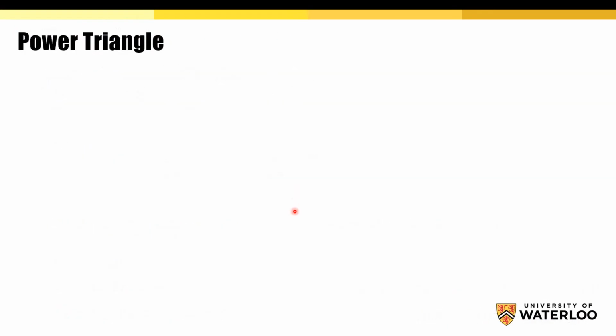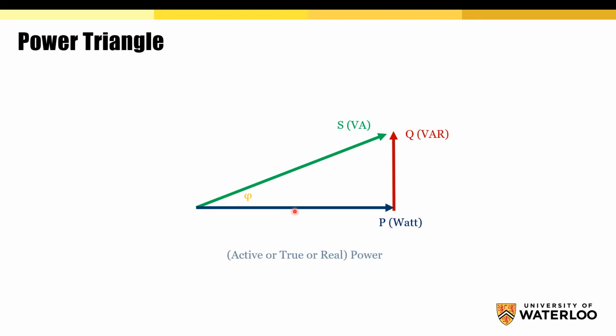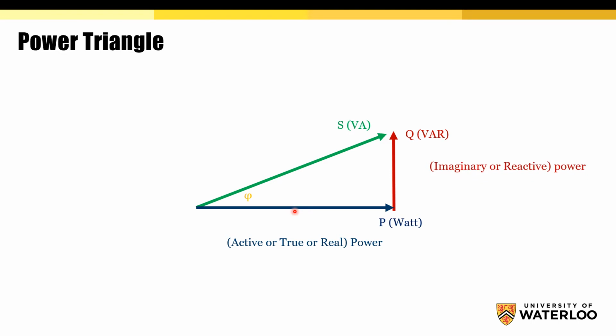Okay, so now before solving the next problem, we should do a quick revision for the power triangle. As we all know, the power triangle consists of the active power P, reactive power Q, and complex power S. And this is the angle phi, which represents the power factor angle. So the power is active or true or real power. We have imaginary or reactive power, and here we have complex or apparent power.